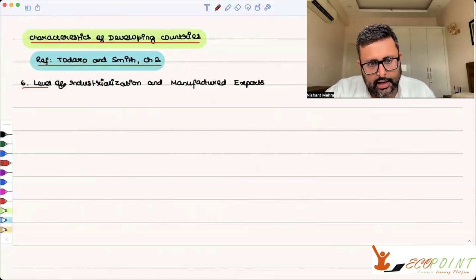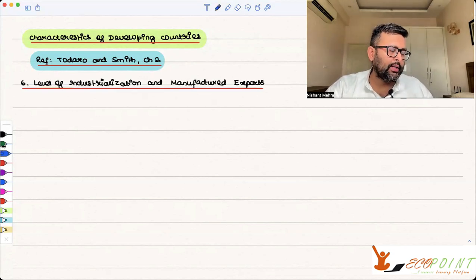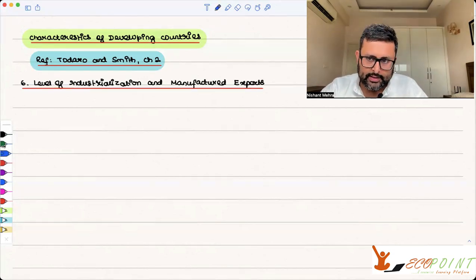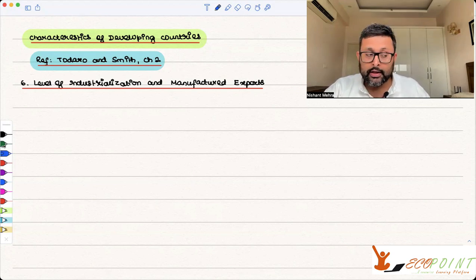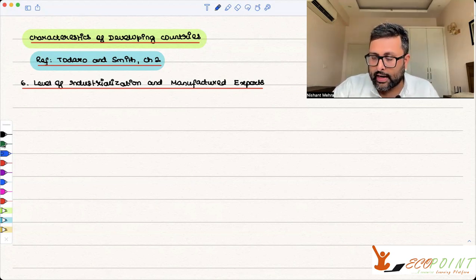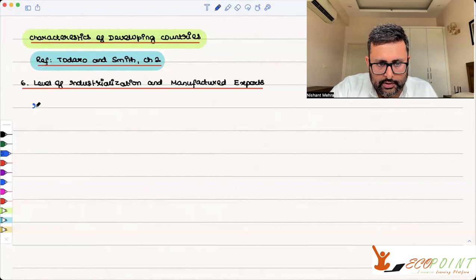Level of industrialization and manufactured exports. You have to understand one thing: when you talk about industrialized countries, what are these industrialized countries? These are the advanced economies. They have gained high productivity with industrialization. As industrialization progressed, there was higher productivity, and this became a very important factor in their economic power. So they gained economic power because of this industrialization.